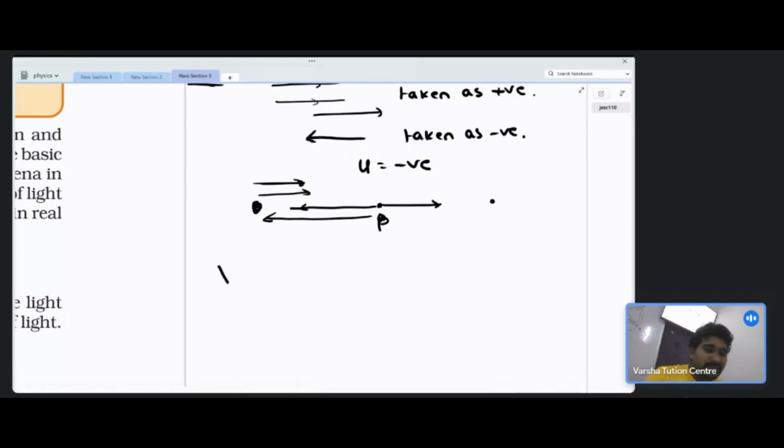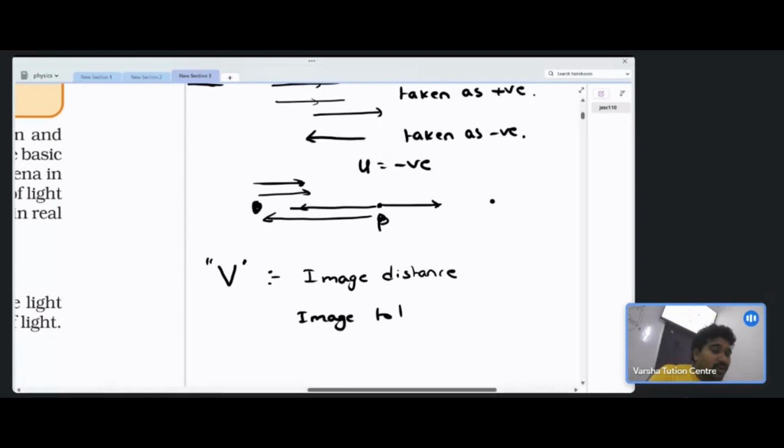Next, the person V. V, what is the name of V, sir? Image distance. What is the V? Image distance. V means image distance, the distance from the image to the pole or mirror.